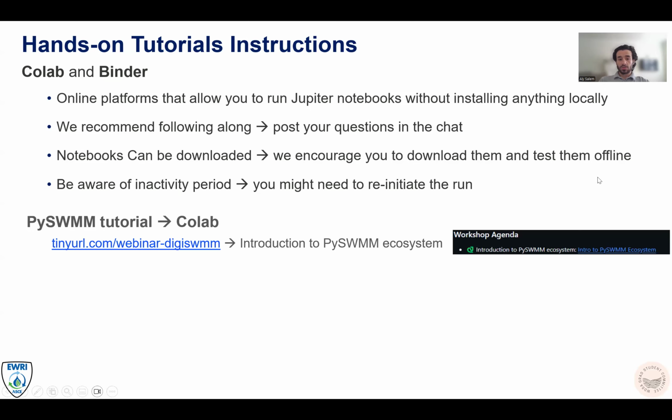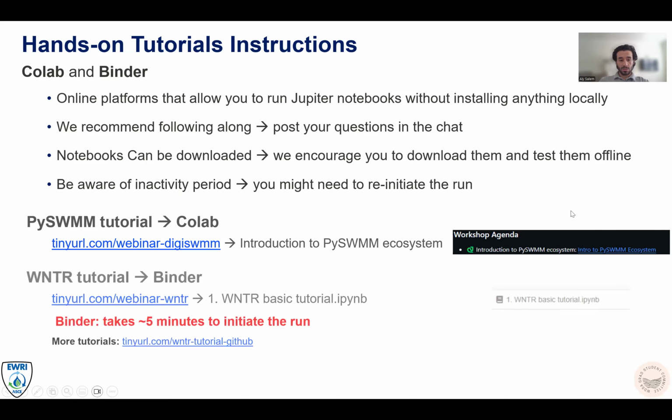For the PySWM tutorial, we will be using Colab, and please just copy or write this address in your browser. Once you open it, you will see a GitHub page, which you will have to click on the Intro to PySWM ecosystem link to direct you to the Colab page. And for the WNTR tutorial, we will be using a different platform, Binder. Once you write this link in your browser, you will see this notebook. It's called WNTR Basic Tutorial. Just press on this.